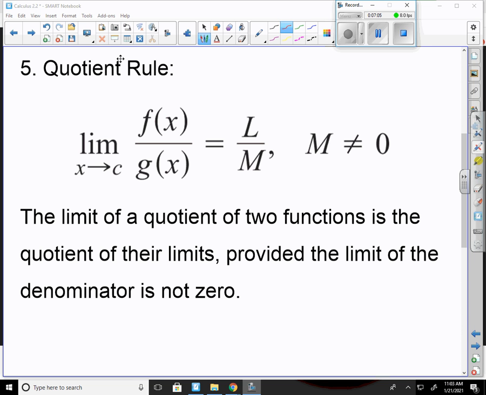Next is the quotient rule. It says that the limit as x approaches a number of a function divided by another function is equal to the limit of the first function divided by the limit of the second function. And the only constraint put on that is that the limit of g of x cannot be equal to 0, because we can't divide by 0. So the limit of a quotient of two functions is the quotient of their limits, provided that the limit of the denominator is not 0.